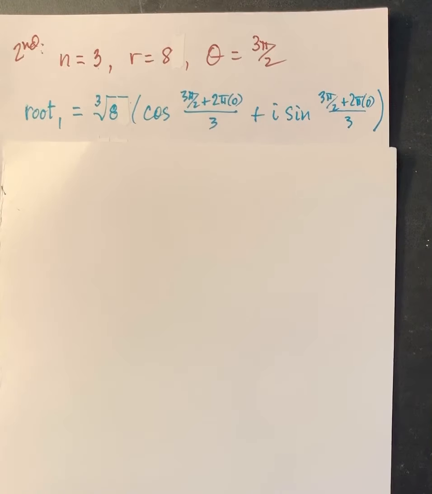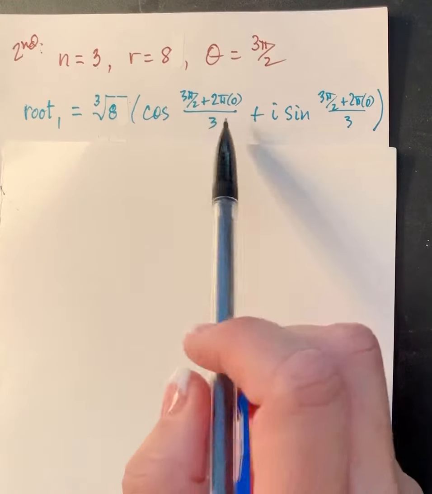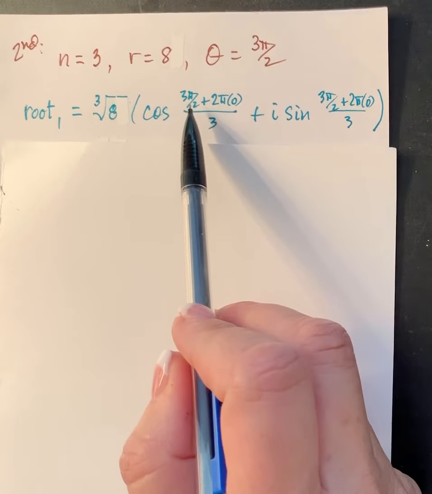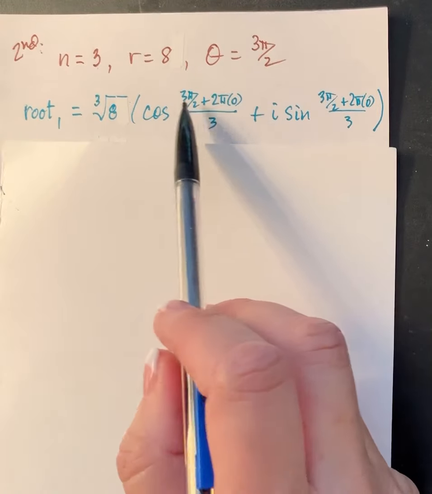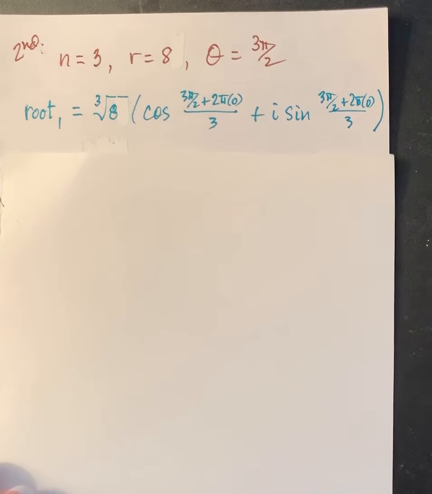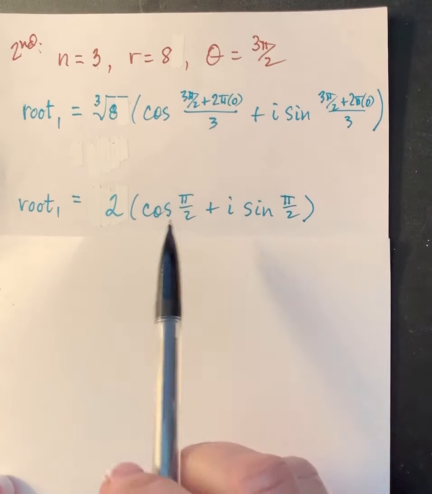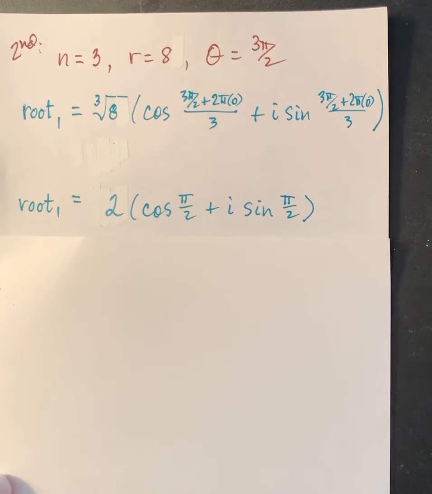All right, so here's the first root. You're going to be doing the cube root of 8, and you'll be doing the angle plus no multiple of 2 pi. So basically, 3 pi over 2 divided by 3 is going to give you the angle of the first root, which works out to be pi over 2. And the cube root of 8 is 2.